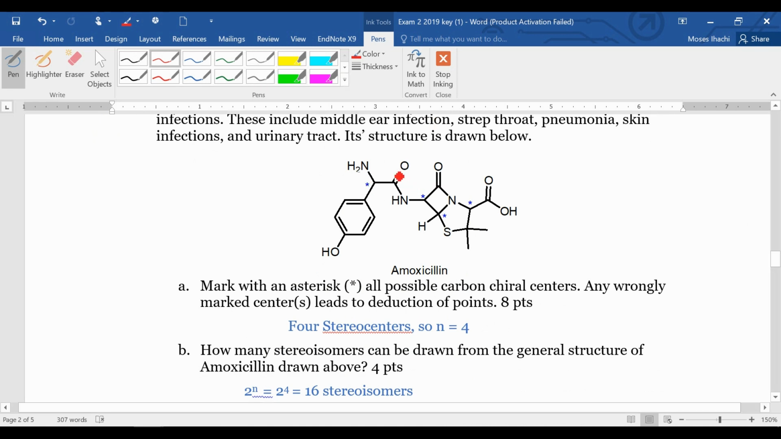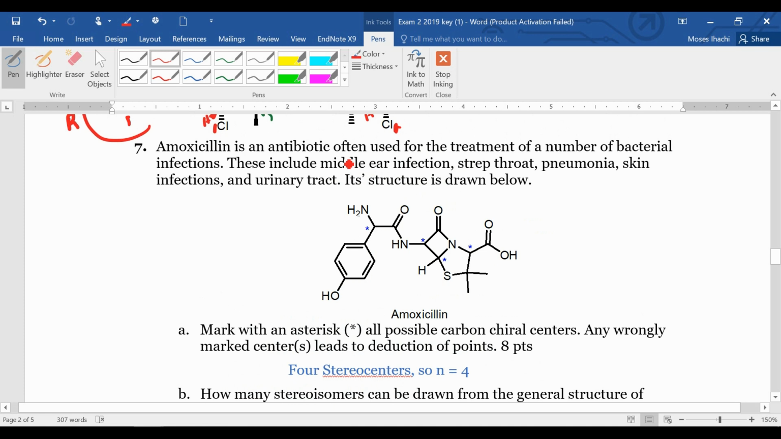Okay, so here we are looking at amoxicillin. You guys, I think you might be knowing what amoxicillin is. It's an antibiotic used to treat a number of bacterial infections. So it's an antibacterial drug. So this includes middle ear infections, streptococcus, throat infection, pneumonia, skin infection.